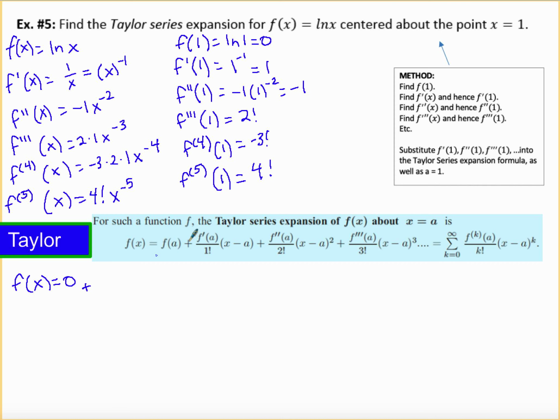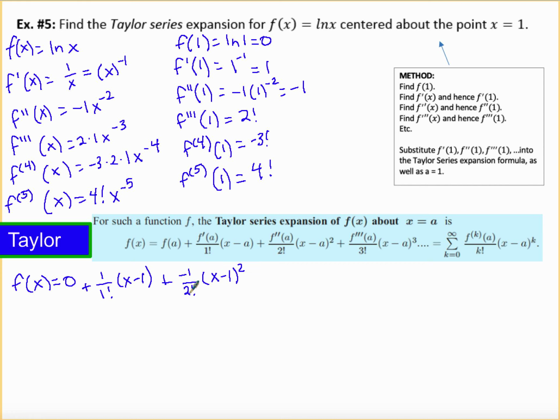Plus f prime of a divided by 1 factorial. So f prime of a, that's this guy, the first derivative at 1. So that's 1 divided by 1 factorial times x minus, I was about to write a. Our a value is 1. Okay, plus, now our second derivative. That was a negative 1 divided by 2 factorial times x minus a squared.